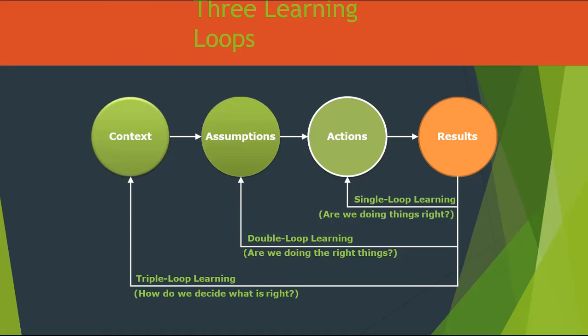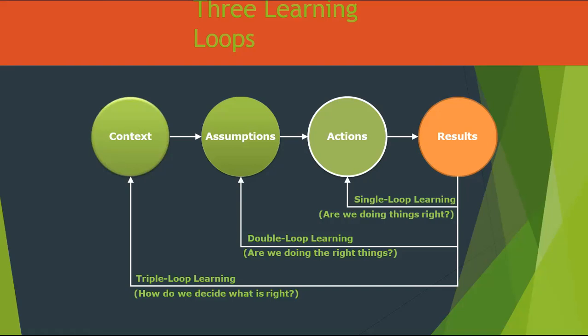The third important thing is triple loop learning: how do we decide what is right? How we decide what is right is totally linked with the outcomes. Whenever you are defining goals, it means you are talking about outcomes, some deliverables. So there is a difference between are we doing the right things, and the third question, how do we decide what is right. This is also very important.